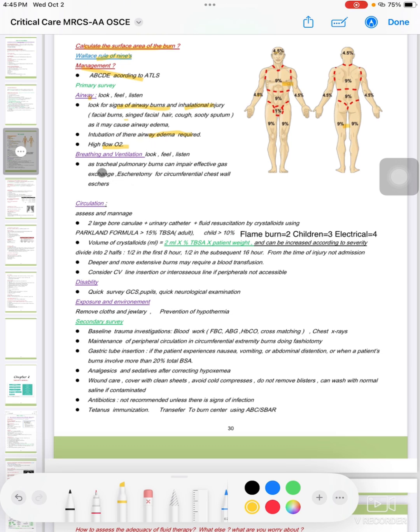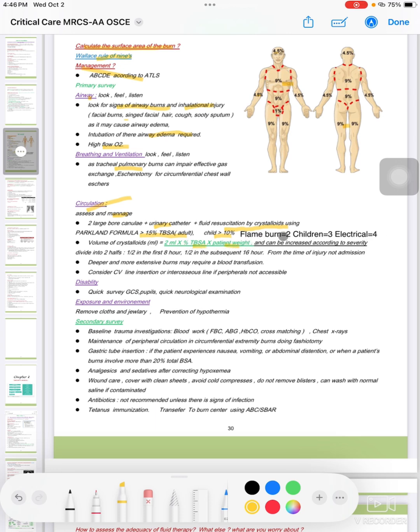In case of breathing, tracheal and pulmonary burns can impair effective gas exchange, and escharotomy is needed for circumferential chest wall burns. Now, circulation assessment and management: here are 2 wide-bore large cannulas, a urinary catheter, and fluid resuscitation by crystalloids. Here you shall follow the Parkland formula when the total burn surface area is greater than 15% in adults, and in case of children greater than 10%. Now the Parkland formula is 2 ml times total burn surface area times patient weight.